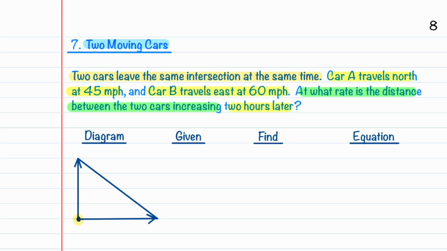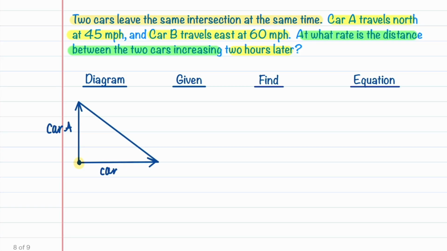The first thing we want to do is fill in some information into our diagram. Let's first think about car A. Car A is traveling north, so let's label this car A. And then car B is traveling east, so we'll label this car B. And let's put variables with this. Let's let car A be the variable y and car B be the variable x.